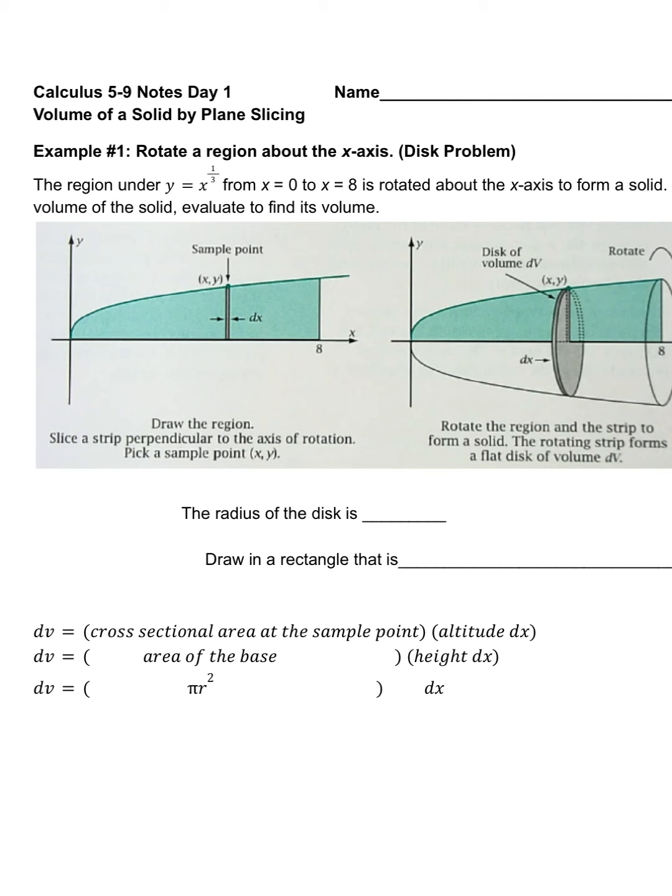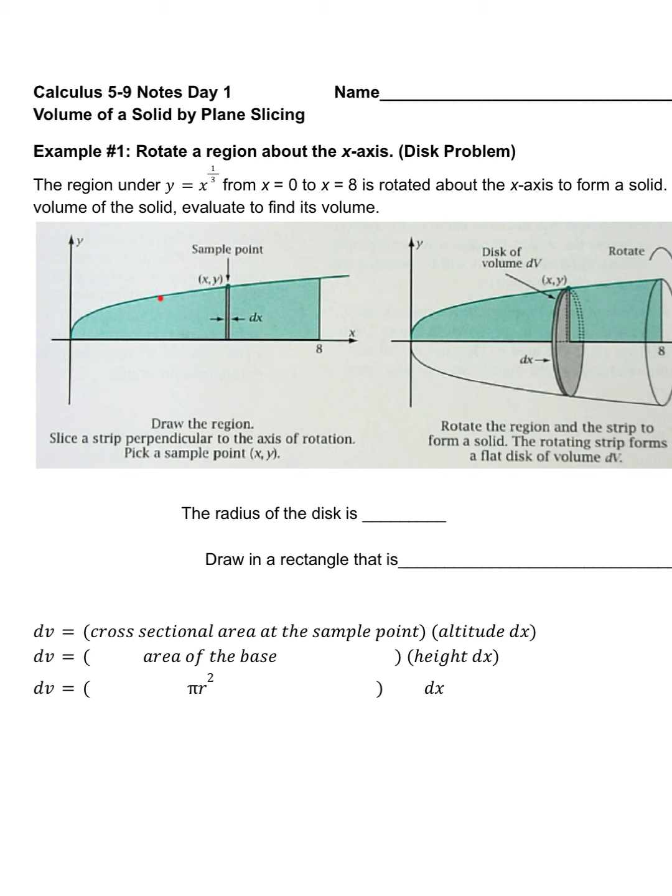Hey calculus, we are going to find the volume of a solid using the disk method. So the first thing we do is take our function y equals x to the 1/3 and graph it. We're going to take this and rotate it around the x-axis.